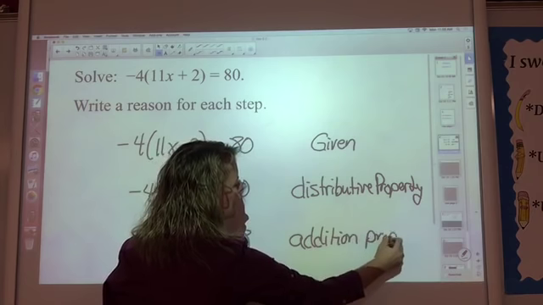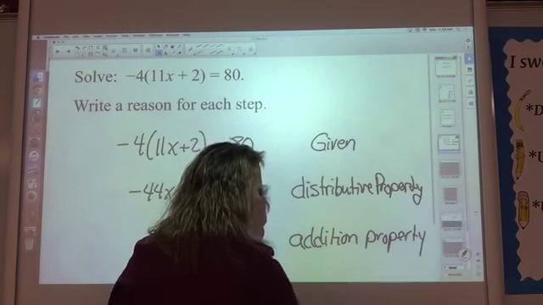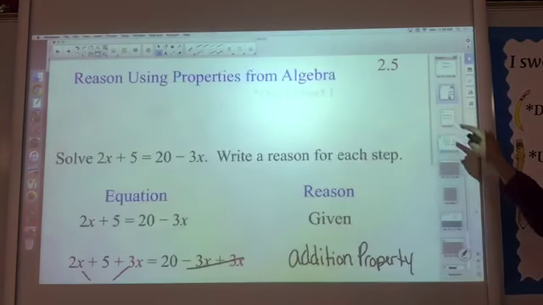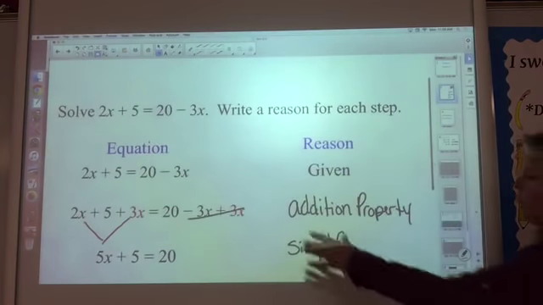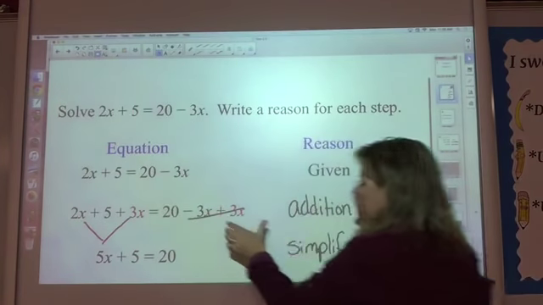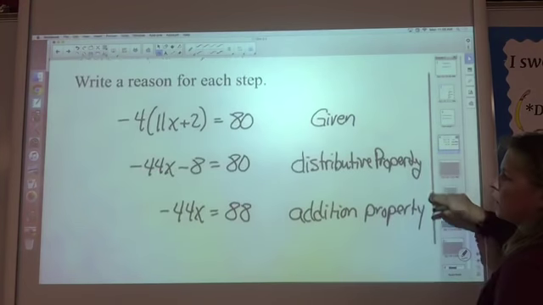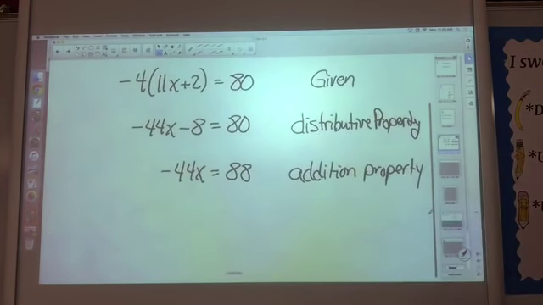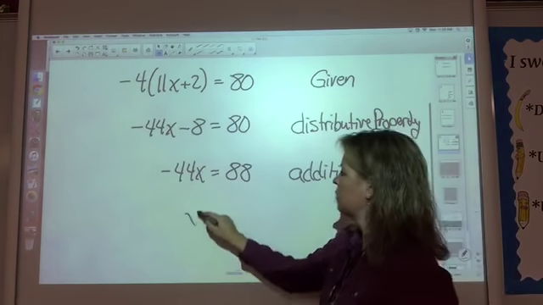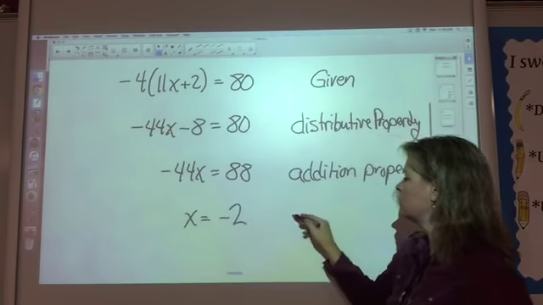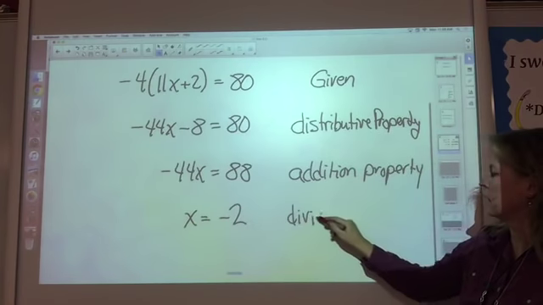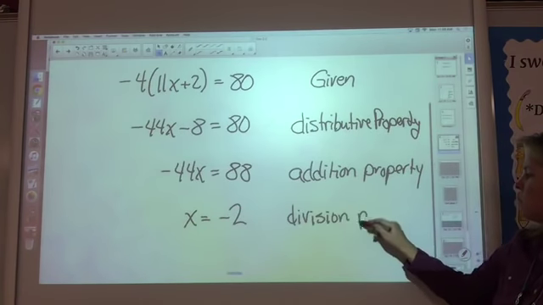If you would like to show every step and all of the work you did, step by step, that's where the addition property gets shown. I added 3x to both sides, and then you have to say simplify. If you're not showing the work and you know to add 8 to both sides, that's the addition property. And then it'll finish with x equals negative 2. How did you get that? From the division property.